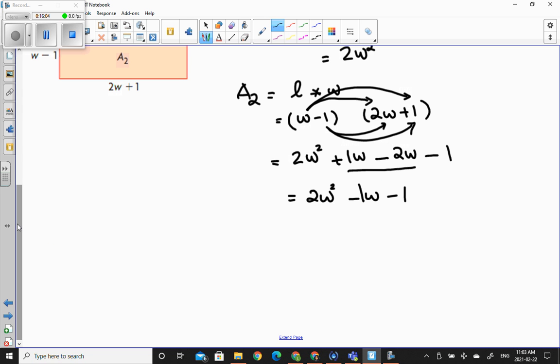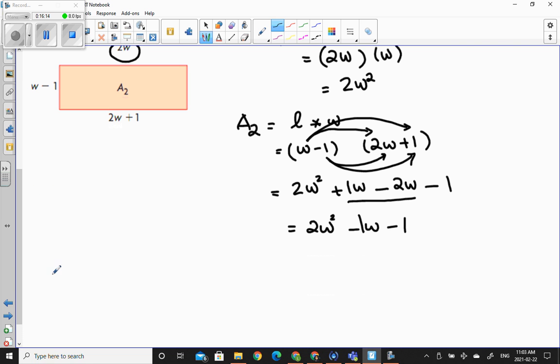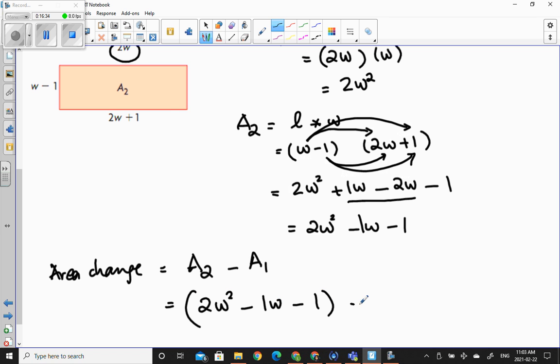So the question did not ask me to find just the new areas, A1 and A2. It's asked me to write an expression for the area change and interpret the result. So the area change is what happens when you find the difference between A2 and A1. So how much has it increased or decreased? Okay, so I'm going to subtract the two areas to see what the area changes. So the second area is 2W squared minus 1W minus 1. Subtract the old area, which is 2W squared.